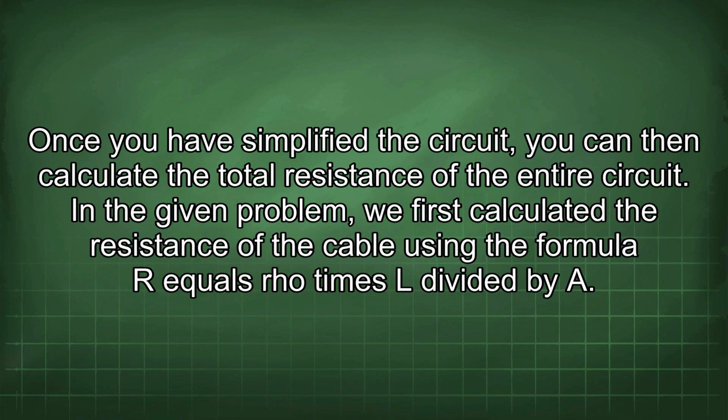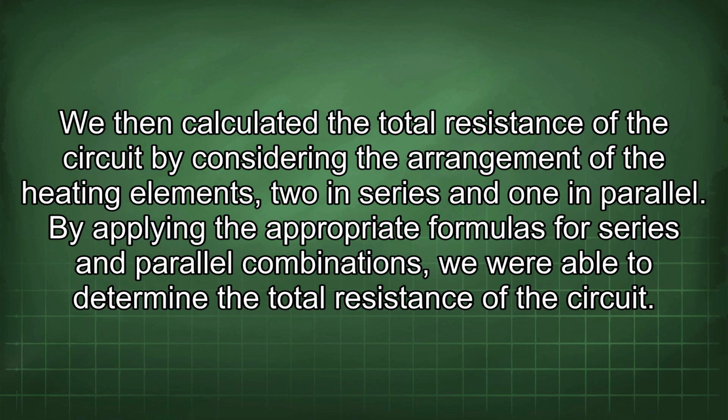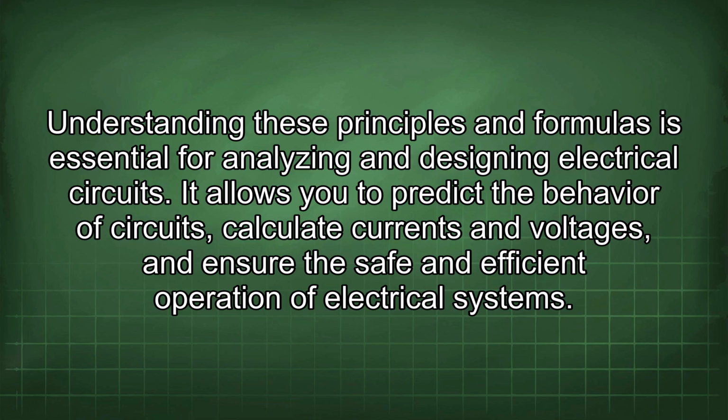In the given problem, we first calculated the resistance of the cable using the formula R equals ρ times L divided by A. We then calculated the total resistance of the circuit by considering the arrangement of the heating elements, 2 in series and 1 in parallel. By applying the appropriate formulas for series and parallel combinations, we were able to determine the total resistance of the circuit. Understanding these principles and formulas is essential for analyzing and designing electrical circuits.